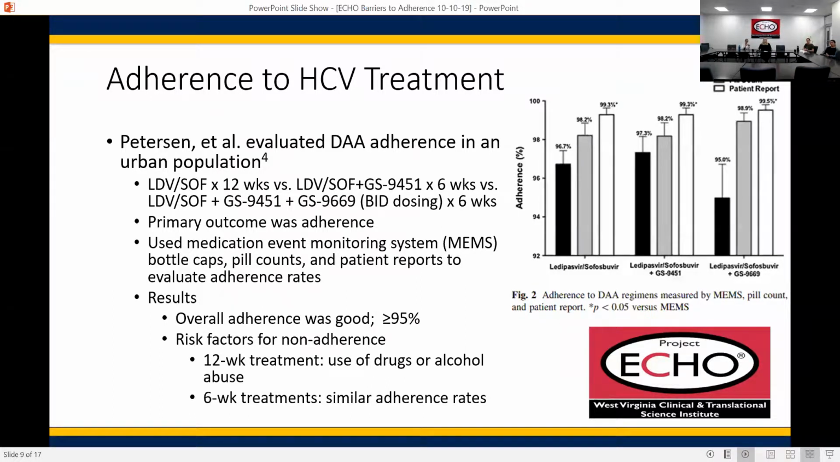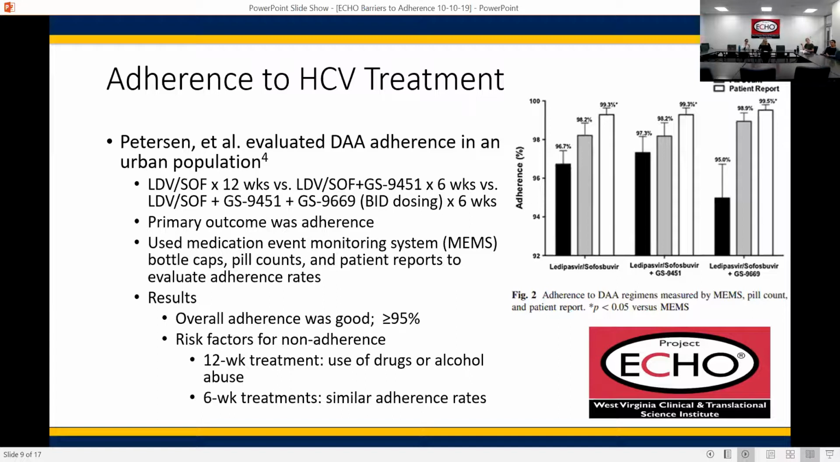Some of the things that they found was that in the 12-week treatment, one of the issues they found on the questionnaires for patients that were non-adherent to the regimen was that they had used drugs. So in this study, it was cocaine, heroin, or marijuana within the 6 months leading up to the trial, or alcohol abuse currently. The interesting thing is both regimens that were 6 weeks long, the adherence rates were similar whether they were abusing drugs or alcohol or not. So they did not find that in both studies.